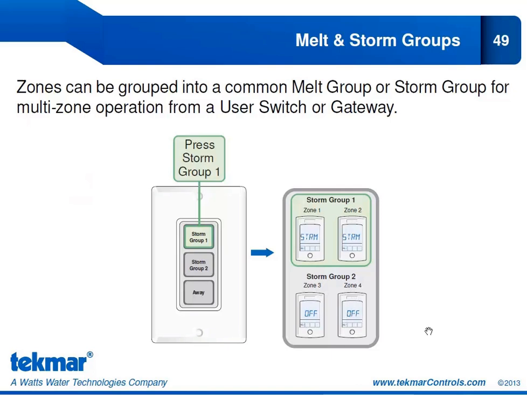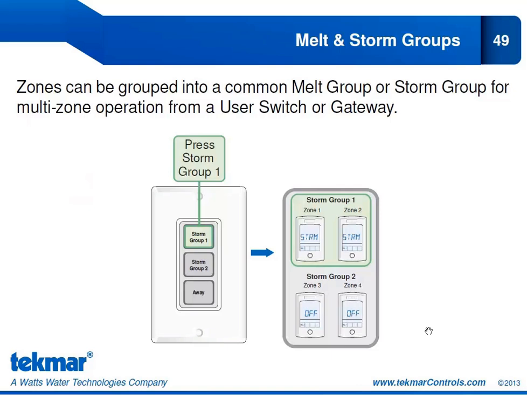I can do the same thing for those zones though. I can program each of those 654s to be part of storm group 2. And then if I were to push the storm group 2 button on the user switch, both zone 3 and zone 4 would begin the storm operation.